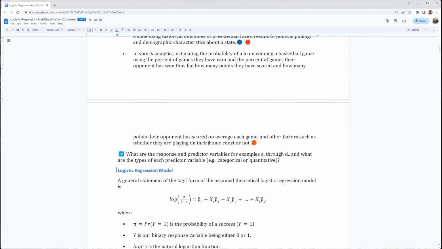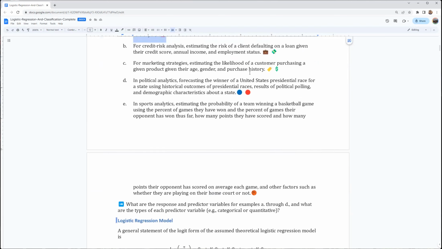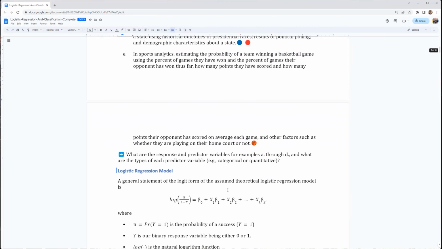Home court advantage is a known important categorical predictor for sports games. Okay. So all kinds of settings ranging from biostatistical applications, medical statistics, to the financial sector and marketing and politics and sports. Okay, logistic regression is commonly used in all of these areas, and it's a very useful tool when you have a binary outcome you are trying to predict.